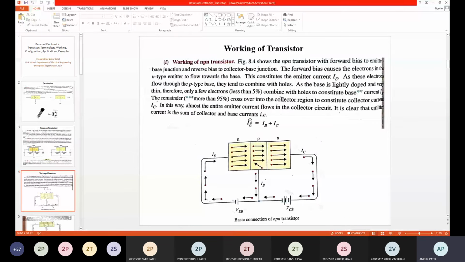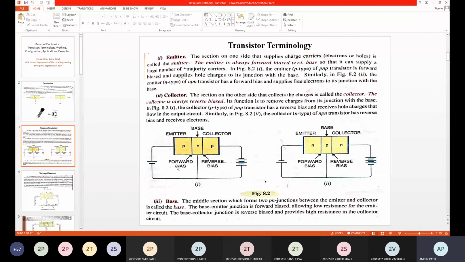Anyone can tell me what is forward bias and reverse bias? That we already saw in the diode. What is forward and what is reverse? Sir, if the positive part of the diode is connected to the positive terminal of the battery and negative to negative, then it is forward biased. It is called forward bias. Yes, good. P is connected with positive, N is connected with negative, so this acts as forward. And when N is connected with positive and P is connected with negative, it is called reverse bias.